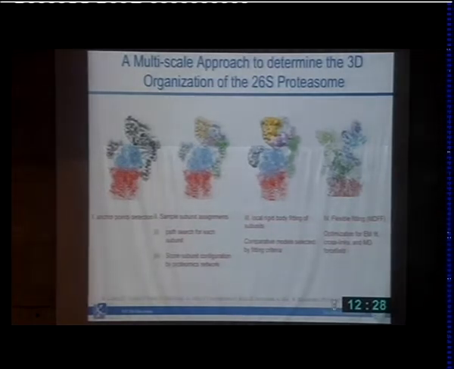Then the next step was that we used higher resolution structures or homology models to dock them approximately by rigid body fitting within the boundary of the EM map. And that was then refined by molecular dynamics-based flexible fitting to optimize the EM fit, the crosslinks, and also the molecular dynamics force field.